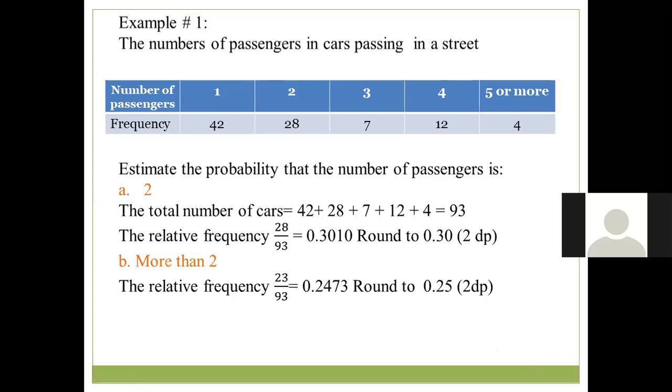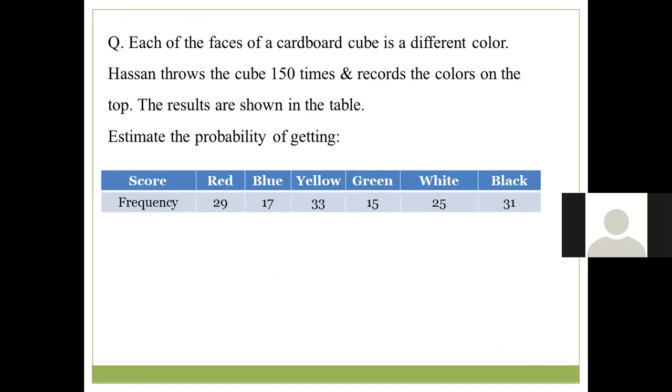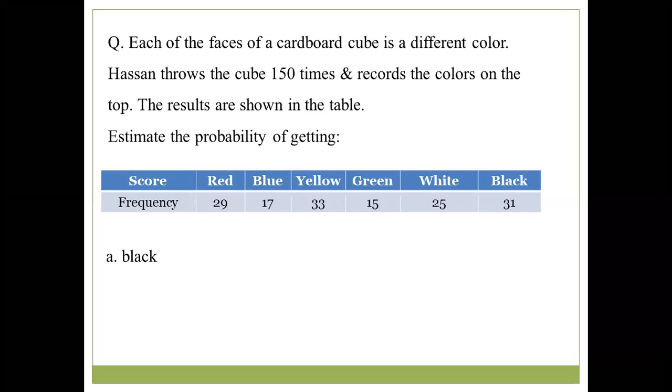Okay, so let's go for further examples. If we are talking, for example, about a person throwing a cardboard cube. It has different colors. Each face is a specific color. It has 6 faces with 6 different colors. Each time he throws the cube and gets a certain color on top, he records the color. He has thrown the cube 150 times.